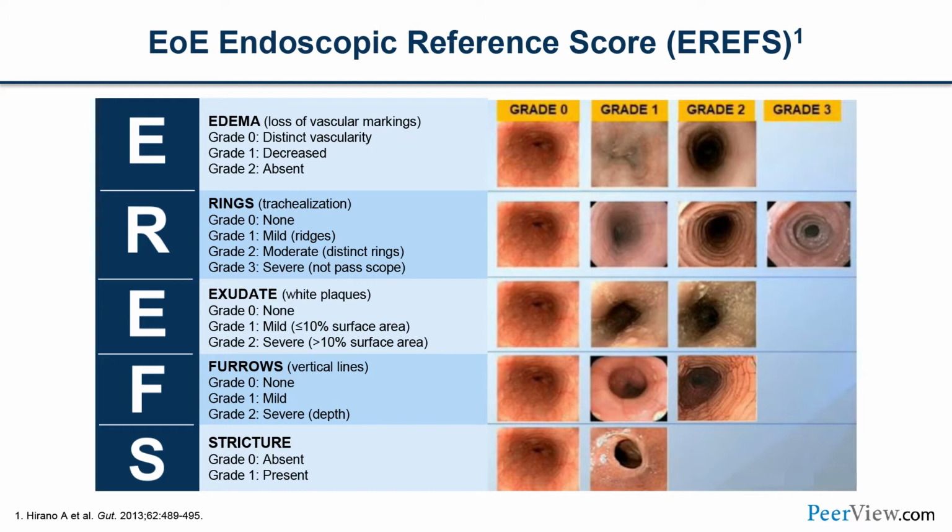And this is really useful because, one, it's a common language. So if you guys do a procedure and you do EREFS, and then I see the patient, I can understand what you're talking about for endoscopic severity as opposed to a general description. It's also incredibly helpful for tracking patients over time. If you look at someone and say, okay, they have exudates, edema, rings, and furrows at baseline, and then you treat them, and they still have exudates and furrows and rings, have they improved? Have they gone from severe to mild, or have they resolved? So I think those are very important to do.